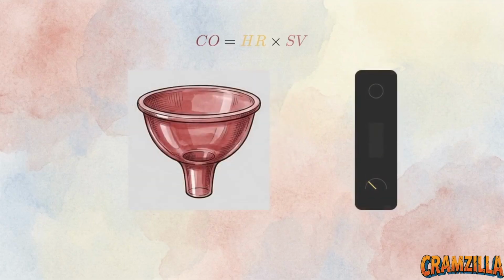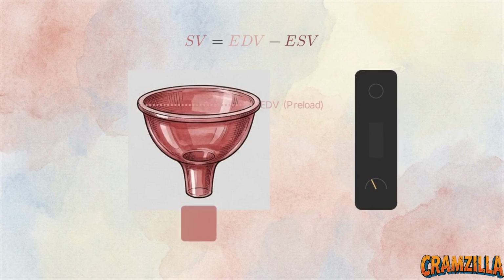This output is defined by a rigid equation. Cardiac output equals heart rate multiplied by stroke volume. Stroke volume is the difference between end diastolic volume, the preload, and end systolic volume, the afterload. The driving force is contractility.